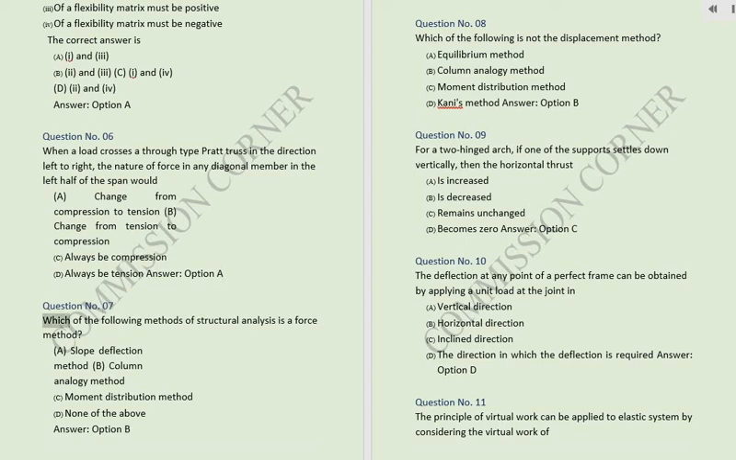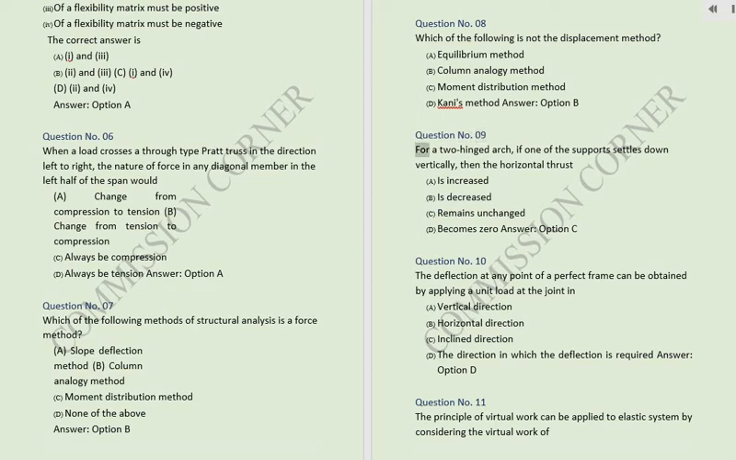Question No. 07. Which of the following methods of structural analysis is a force method? A, slope deflection method; B, column analogy method; C, moment distribution method; D, none of the above. Answer, option B. Question No. 08. Which of the following is not a displacement method? A, equilibrium method; B, column analogy method; C, moment distribution method; D, Kani's method. Answer, option B.